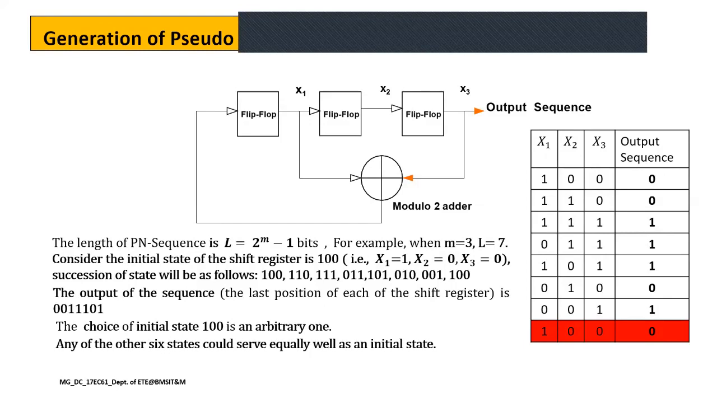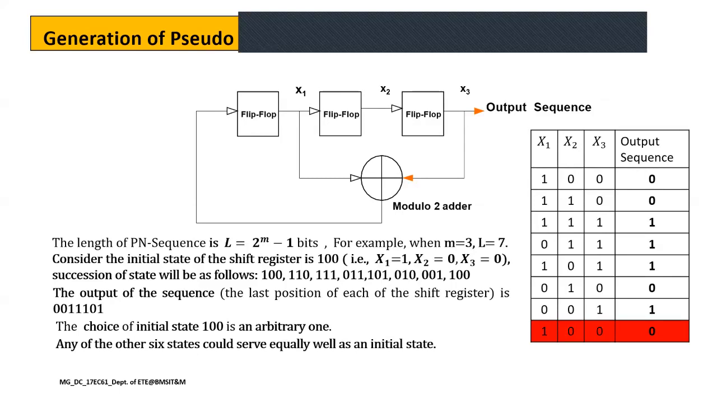I have taken 100 as the initial state. You can take any other state also. With that 100 as the initial state, for the first clock, when I apply a clock pulse, it will shift by 1 bit. So first 0 will come out. That is the first output sequence bit, that is 0.